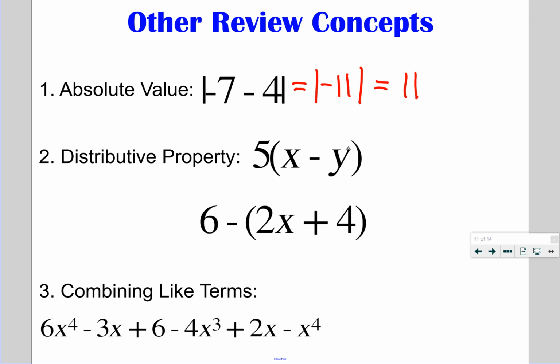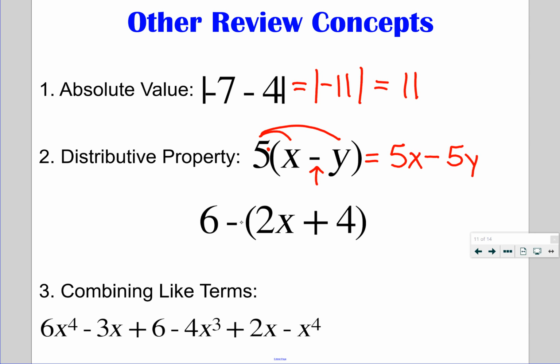The next thing we're going to review is the distributive property. The distributive property says if you have a number or a variable multiplied by a parentheses that contains more than one term, so addition and subtraction between them, you must distribute that number into each term inside the parentheses. We were doing this a little bit actually with our fractions when we were clearing those denominators. 5 times x gives me 5x. 5 times y gives me 5y. And then whatever your sign is, you just carry that over.